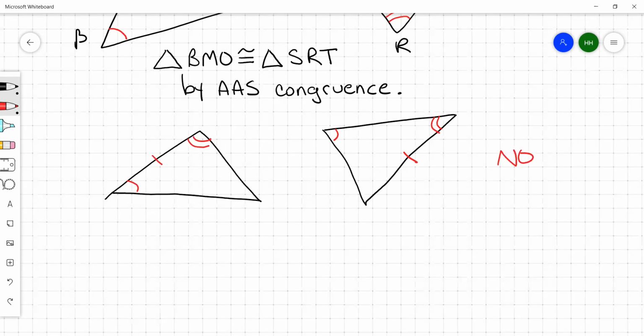Don't we got angle side angle going on the left? And on the right we got angle angle side? They're not congruent, are they? Okay, very good. So you can see what they should look like and what they shouldn't look like.